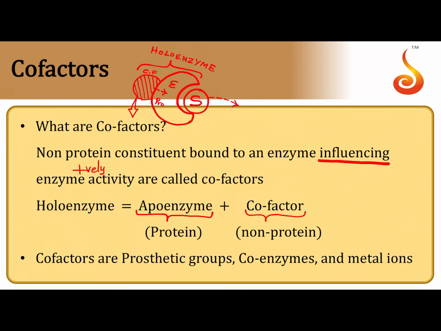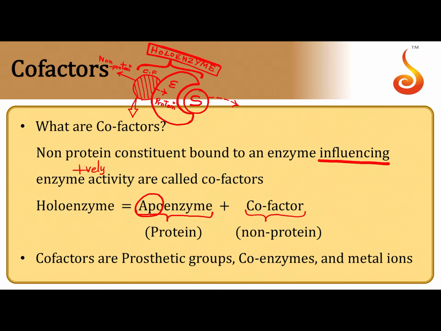I told you that the enzyme is the protein part here, and this cofactor is not a protein, so it is a non-protein part. So the non-protein part represents the cofactor and the protein part is called the apoenzyme, and the entire complex that is formed here, the entire unit of the enzyme plus cofactor, holo means entire, you can remember it like that. So this is referred to as the holoenzyme. Holo refers to the entire complex.